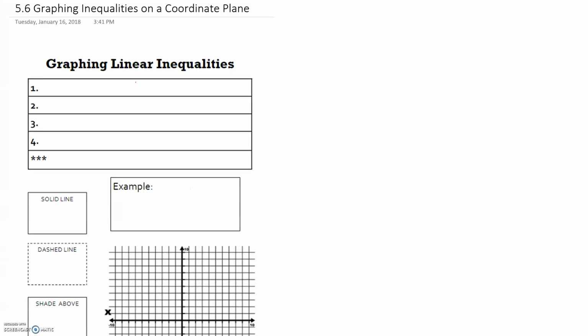All right, today we have lesson 5.6, graphing inequalities on a coordinate plane. There are 4 steps that we need to keep in mind while we're doing this. The first thing we need to do is to write our equation in slope-intercept form. For those of you that don't remember, it's y equals mx plus b. Putting it in slope-intercept form helps us when we are on step 2 and graphing.